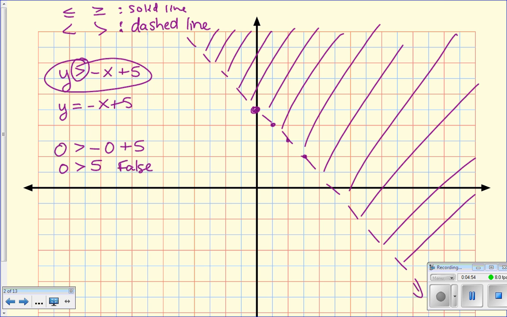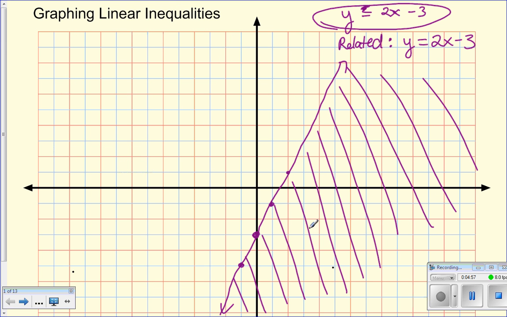Going back to the previous example, I could have done the same thing here. If I plugged in 0, 0, I get 0 is less than or equal to 2 times 0 minus 3, which says 0 is less than or equal to 0 minus 3. 0 minus 3 is negative 3. Well, 0 is not less than negative 3, nor is it equal to negative 3. So because this is false, you do not want to shade where 0, 0 is. Shade on the other side.